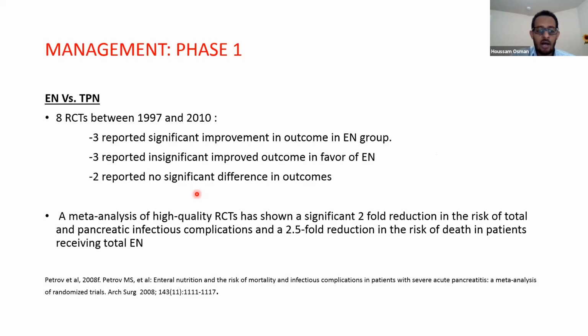There were 8 randomized controlled trials between 1997 and 2010 comparing TPN, total parenteral nutrition, meaning venous nutrition, versus enteral nutrition, like tube feeding or just allowing the patient to eat. 3 of them reported significant improvement in the enteral group versus the TPN group. 3 reported insignificant improved outcome in favor of enteral nutrition, and 2 reported no significant difference. Overall, we believe that total enteral nutrition, meaning feeding the gut, is superior to TPN and more physiological.